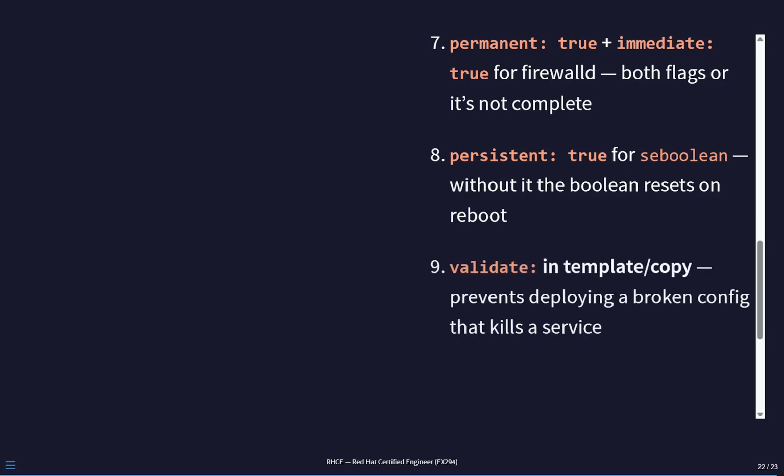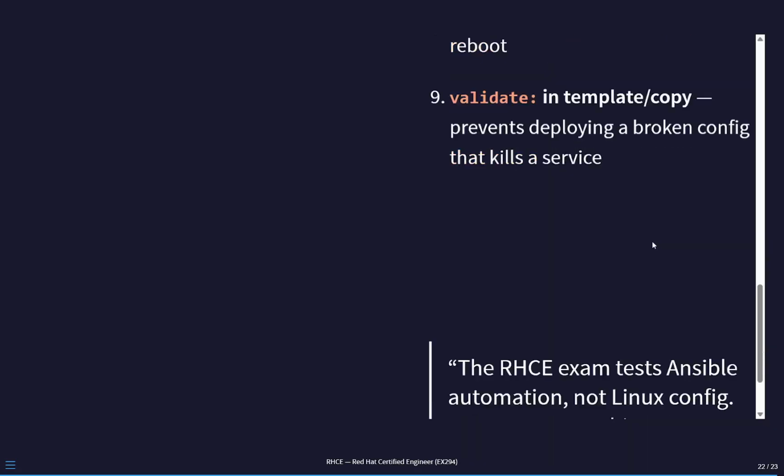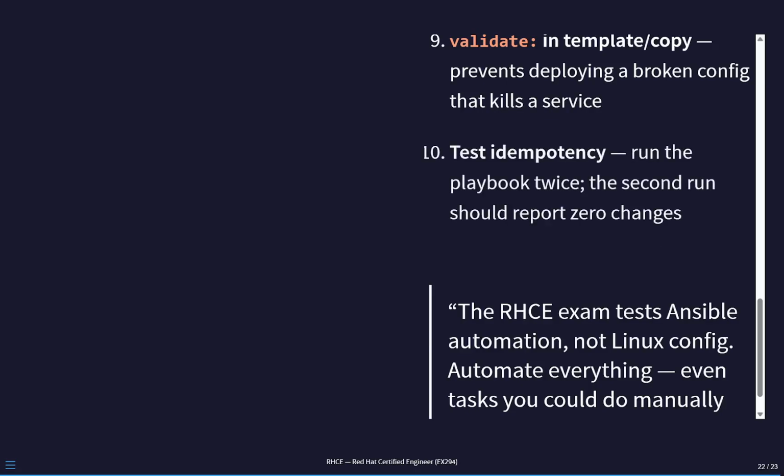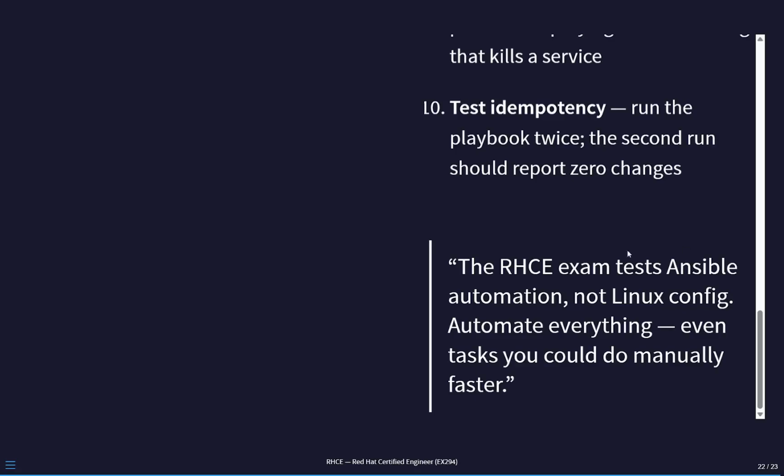9. Validate in template and copy tasks for config files. Prevent deploying broken configs that take services offline. 10. Test idempotency. Run your playbook twice. The second run must report 0 changes. If it doesn't, fix it. Idempotency is the fundamental Ansible contract. A correctly written playbook can be run any number of times safely.